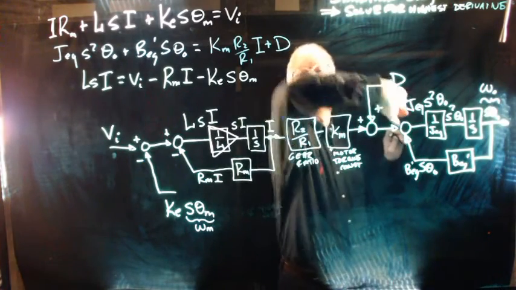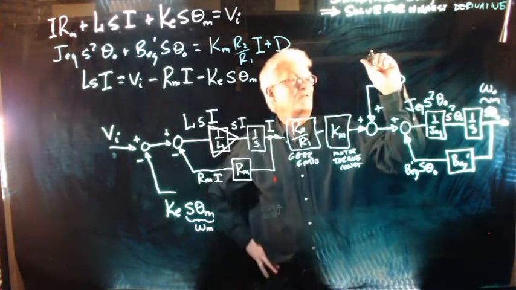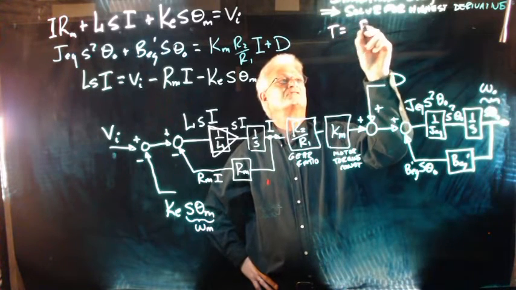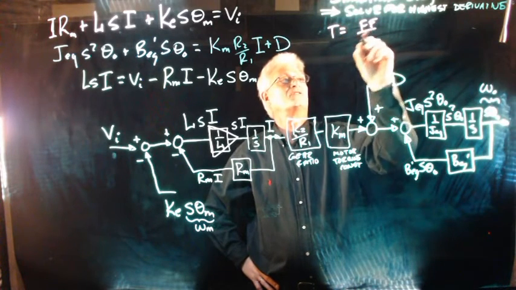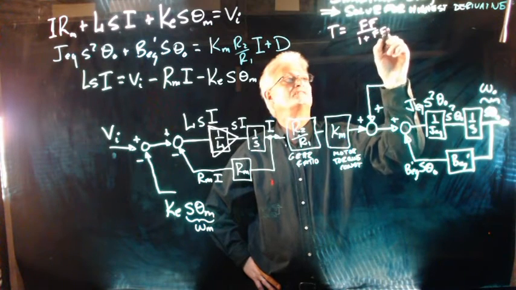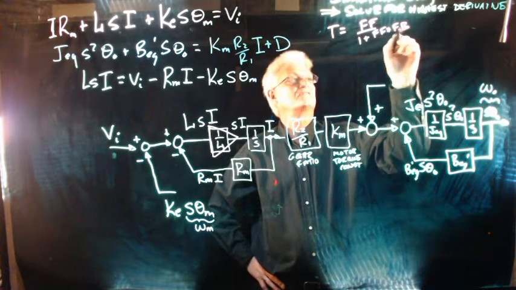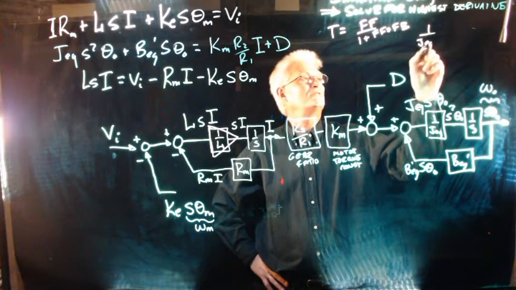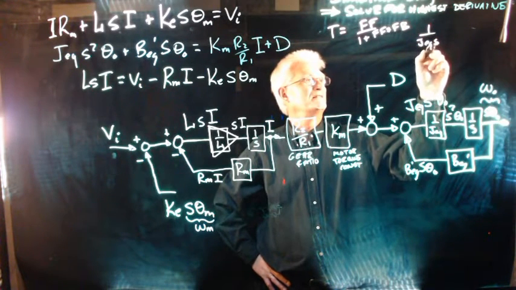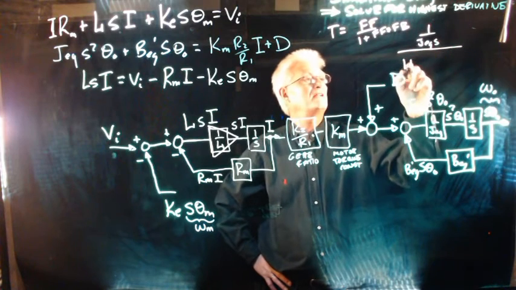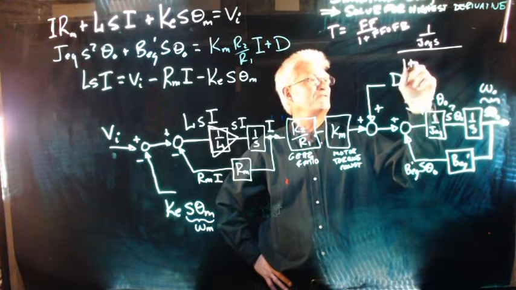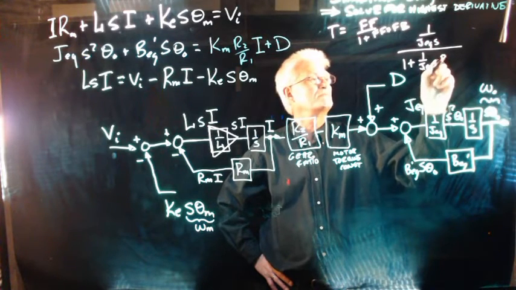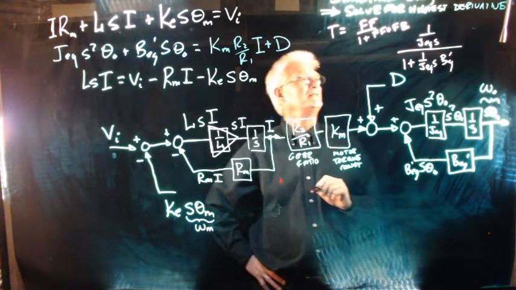So let's see what we're going to do. The equivalent transfer function is the feed forward over 1 plus the feed forward times the feedback. Okay, so let's do that. The feed forward is going to be 1 over J equivalent s, divided by 1 plus the feed forward times the feedback, so 1 over J equivalent s times B equivalent prime.